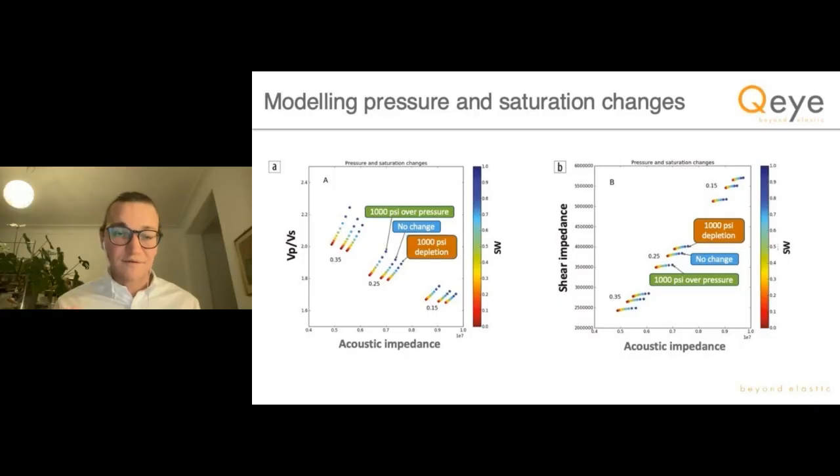So if we change our fluid from an oil to a water, we don't expect a significant amount of change in shear impedance. However, if we change our pressure, we can see that there is both an acoustic impedance impact and a shear impedance impact. So it's those two dimensions that allow us to separate between these two different effects.